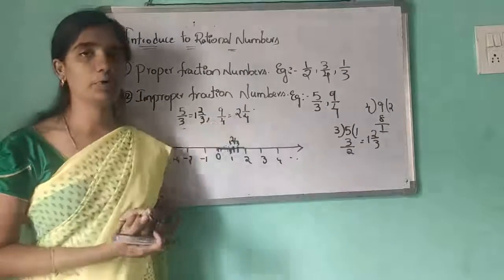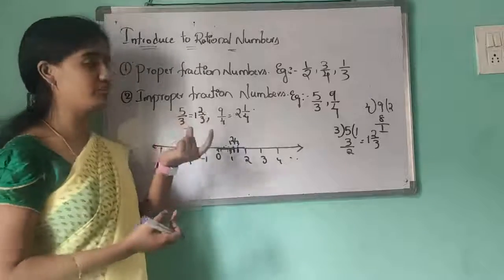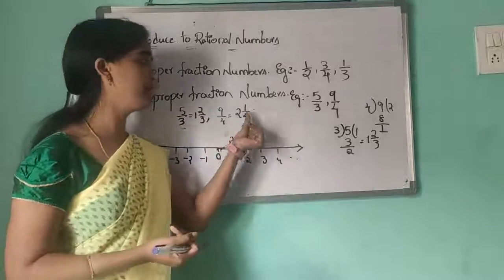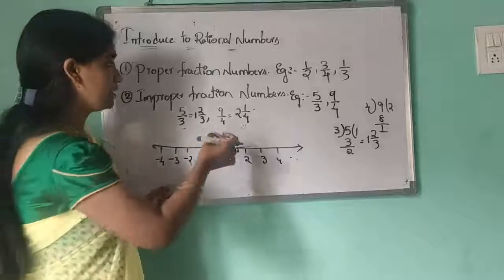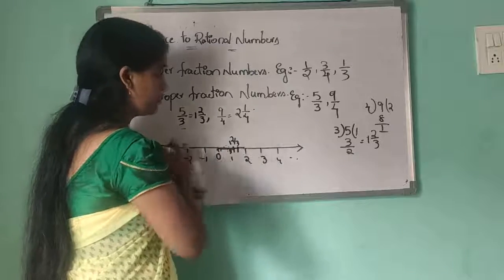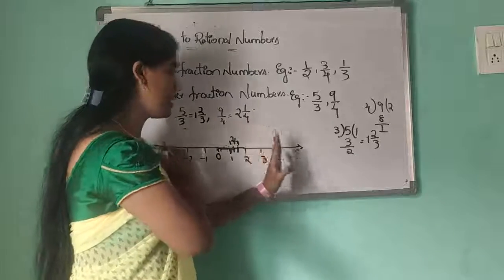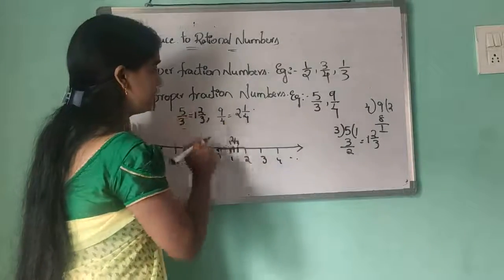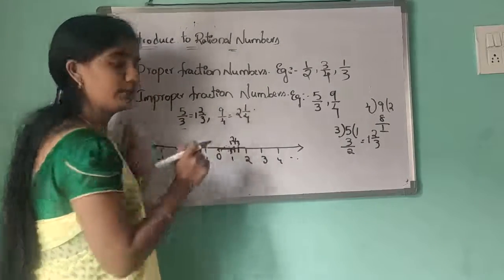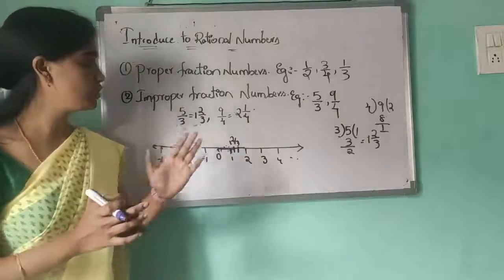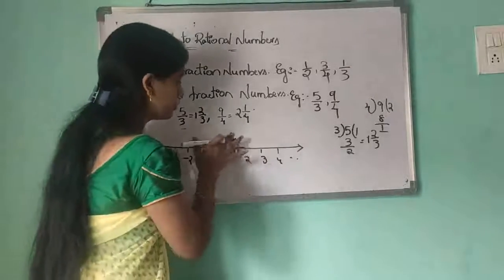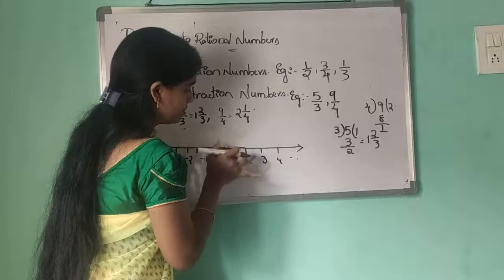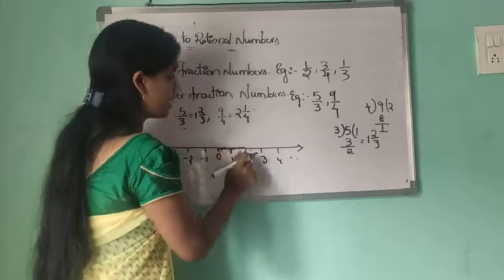9 by 4 is an improper fraction. If we convert it into a mixed fraction, we get 2 1 by 4. If you have to represent the mixed fraction 2 1 by 4 on the number line, it lies in between 2 and 3.